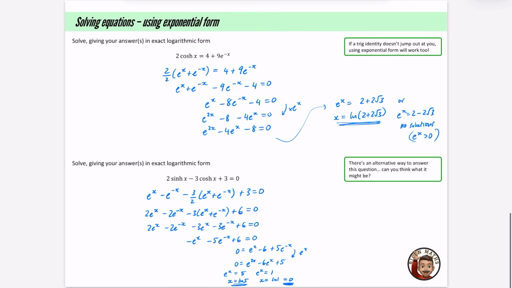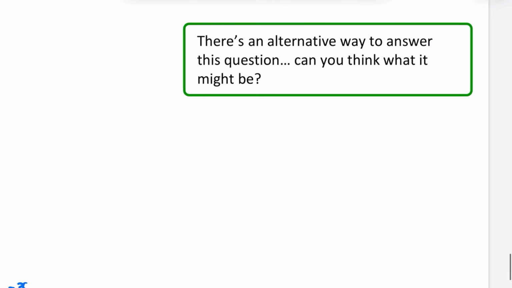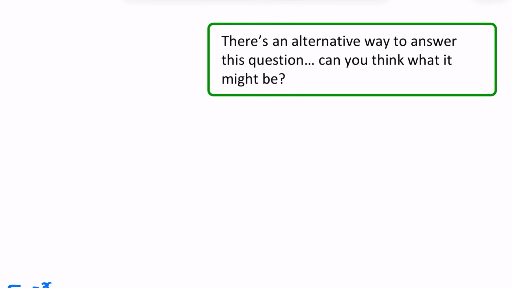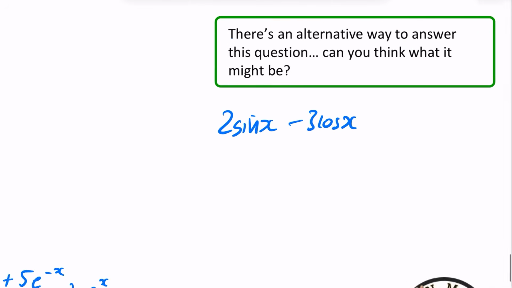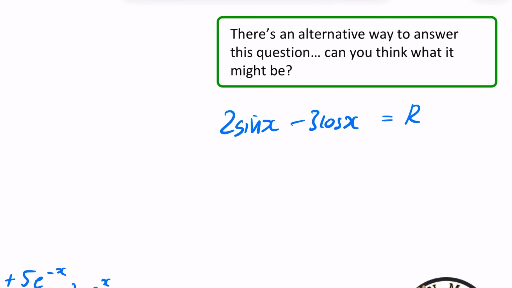Now, did you think of what the alternative way might be to answer this kind of question? I'm hoping you might have thought in normal trigonometry, if we had something like 2 sine x minus 3 cos x, you might know that you can write this in the form of r cos or r sine, which I think this one would be. I'd probably write this one as an r sine of x minus alpha.